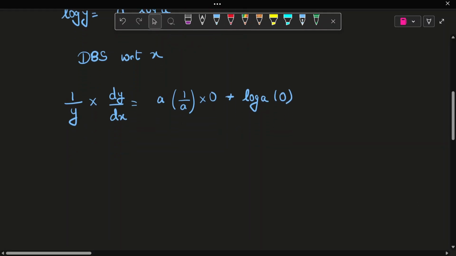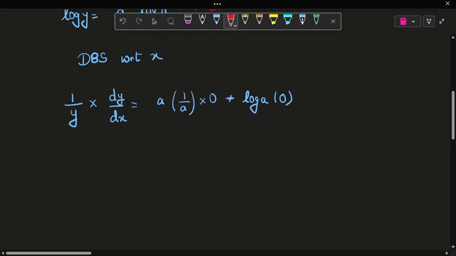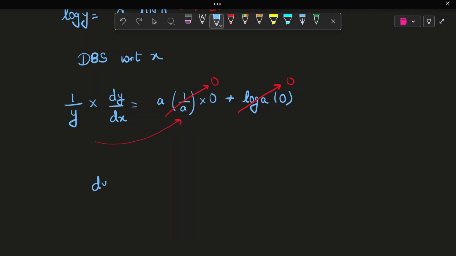So now the final answer would be, both of these will be 0, because anything times 0 is 0, and if we multiply this y to this side, it will also be 0. So the final answer would be dy by dx is equal to 0. This is how you get the answer 0, but you'll just have to remember it when it comes in the exams.